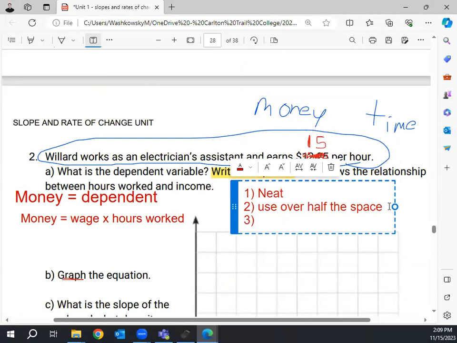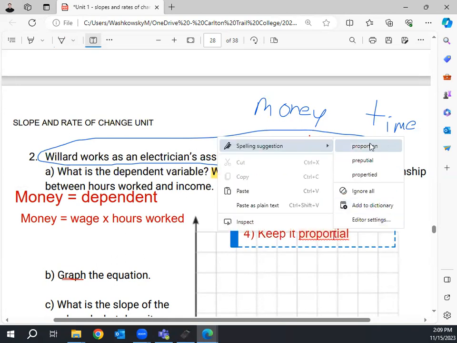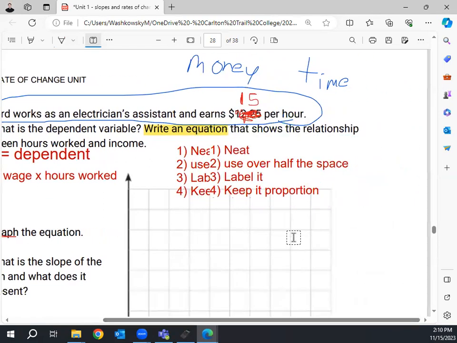And the final, I think this is the final rule. Oh no, we also want to label it, which we'll talk about. And then we also want to keep it proportional, which will make sense in a second. So I'm just putting this here as some rules to follow. Everyone is going to eventually.